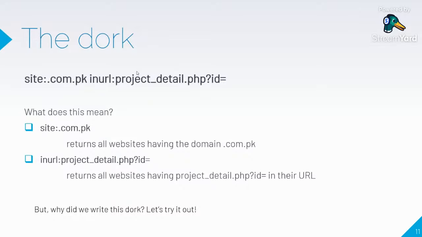So let's break this down. What does this mean? Well, site:.com.pk means we need to return all websites having the domain .com.pk. And inurl:project_detail.php?id= means we need to return all websites having this specific string in their URL. So the ultimate dork is a combination of both, right? Remember, we can mix operators. So we use two advanced operators to reduce our query to this simple string, which is site:.com.pk inurl:project_detail.php?id=.